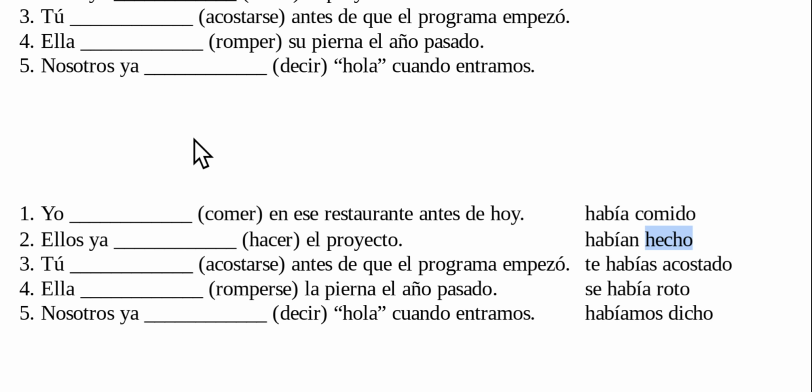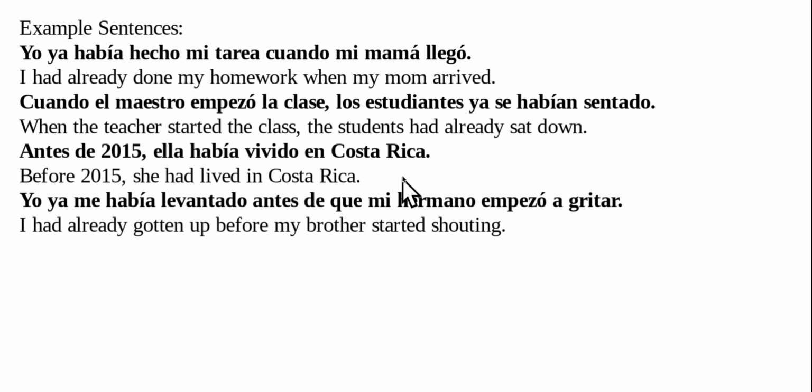El número 4, ella se había roto la pierna el año pasado. She had broken her leg last year. Y número 5, nosotros ya habíamos dicho hola cuando entramos. We had already said hello when we came in, or when we entered. So that's the idea with the past perfect. It's super easy if you've already learned the present perfect.